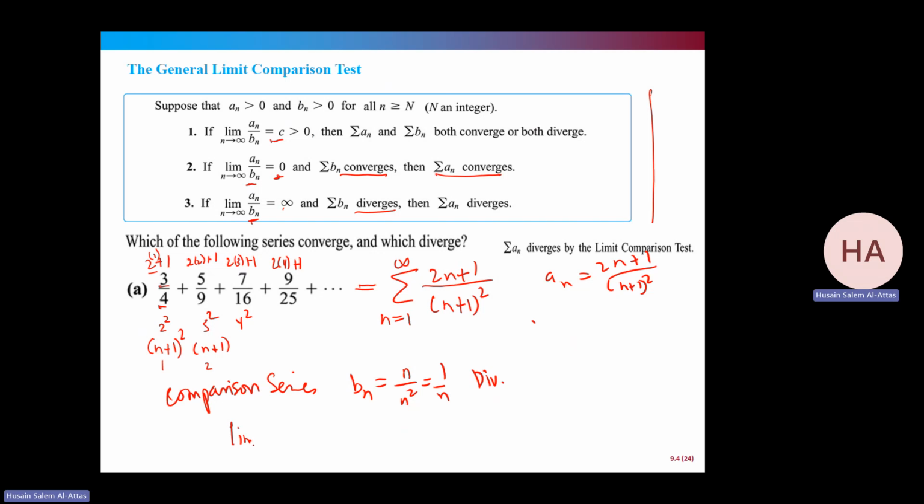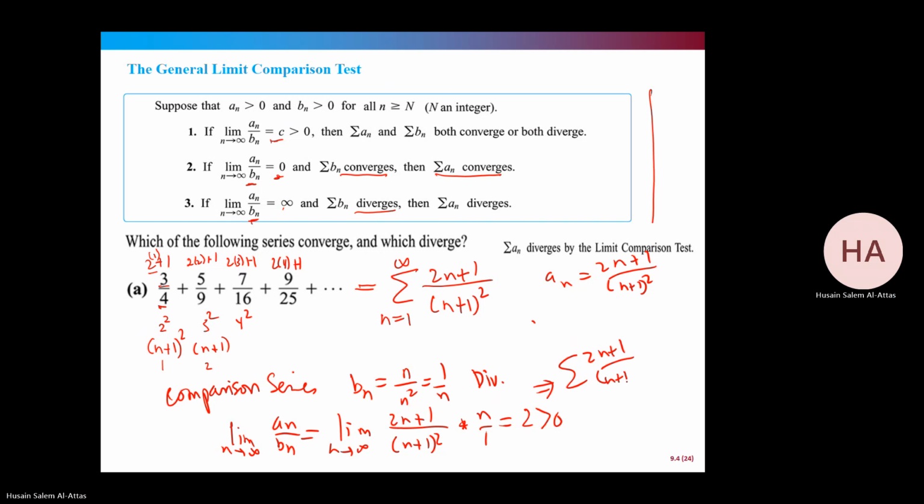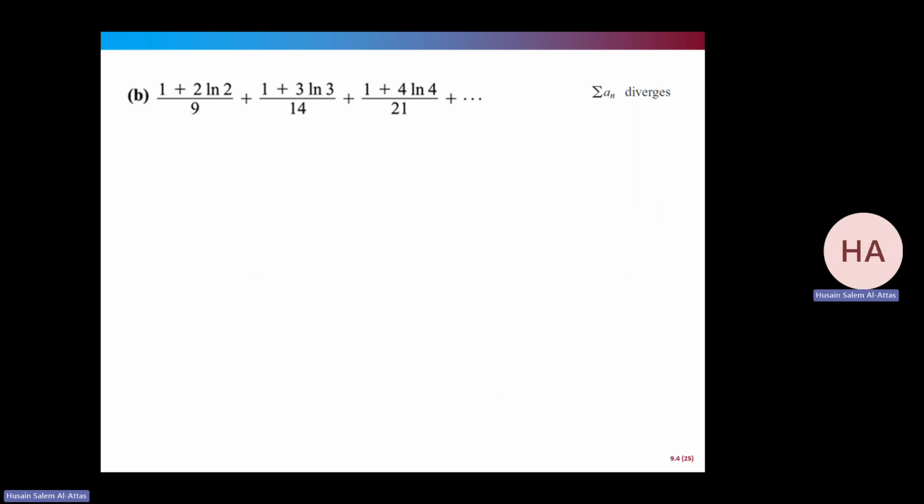And do the limit here. Limit an over bn as n goes to infinity. It will be the limit as n goes to infinity of 2n plus 1 over n plus 1 squared, times the reciprocal, n over 1. So I have the same degree, and 2 is positive. So it means this series diverges by the limit comparison test. Okay, this one.